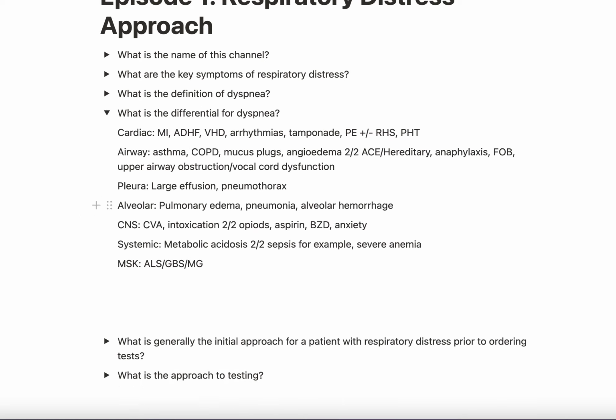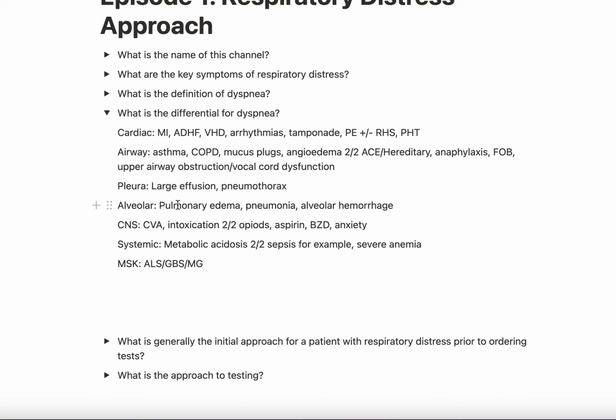And here we go. Well, cardiac, we have all these causes here. Just going to highlight a couple: myocardial infarction, acute decompensated heart failure, valvular heart disease can also cause dyspnea as well. And then you have many other causes as well listed here. Airway-wise, it's a little bit more divided because respiratory distress usually, particularly pertaining to the respiratory system, can be a little bit more complex in terms of structures. So airway structures, asthma, COPD, things like that, pleura, large pleural effusion, pneumothorax.